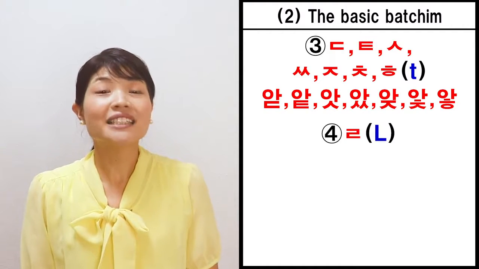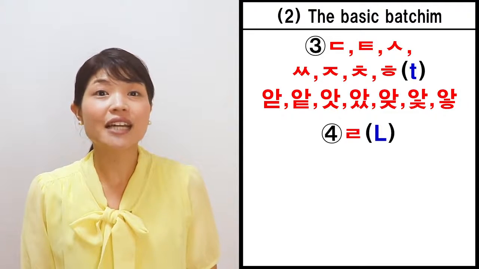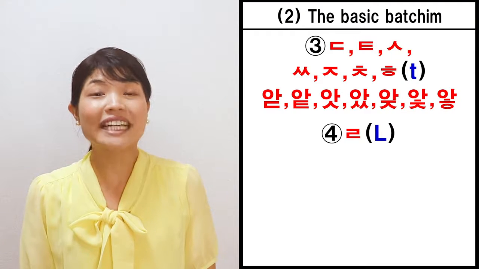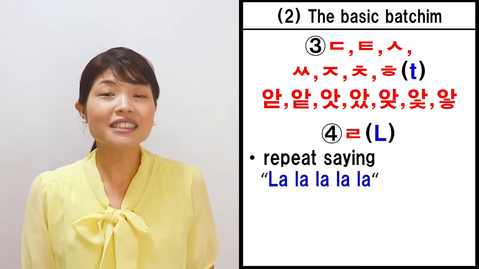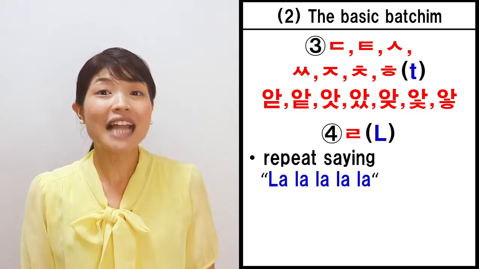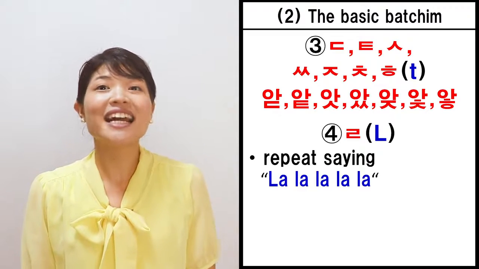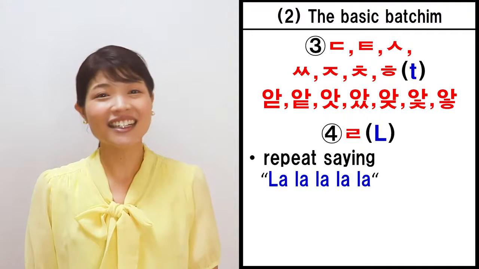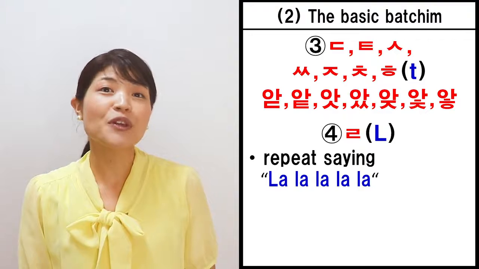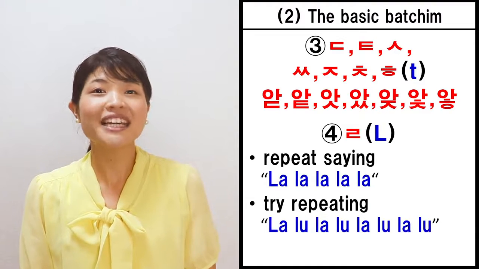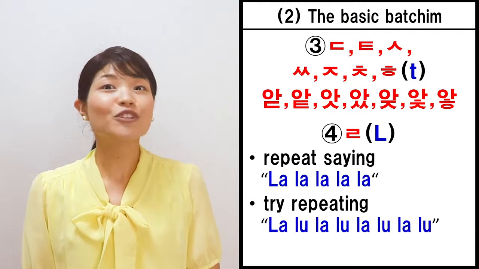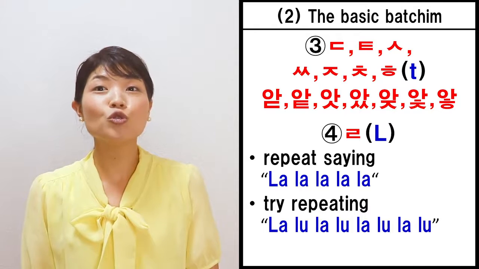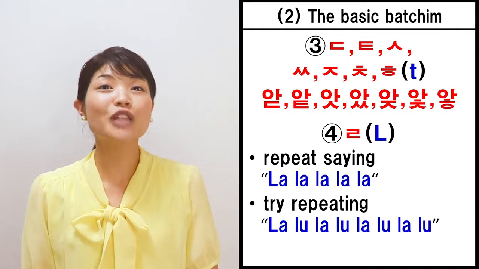Fourthly, 리을 makes the L sound. The tongue touches the upper teeth or the ceiling of the mouth. To practice this one, open your mouth slightly and then repeat saying la la la la la. Then keep the shape of your mouth the same and try repeating la lu la lu la lu la lu.